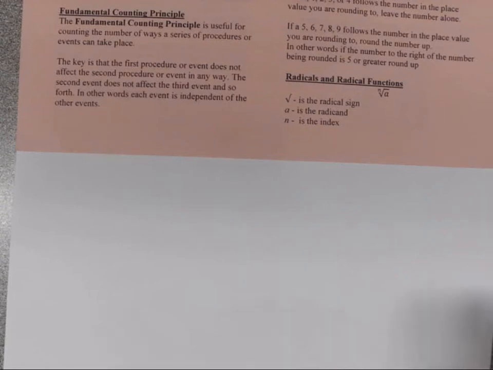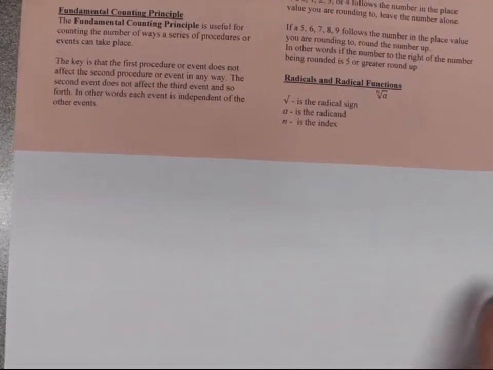So we're talking about the fundamental counting principle, and it's useful for counting the number of ways a series of procedures or events can take place. The key is that the first procedure or event does not affect the second procedure or event in any way. The second event does not affect the third event, and so forth. In other words, each event is independent of the other events.